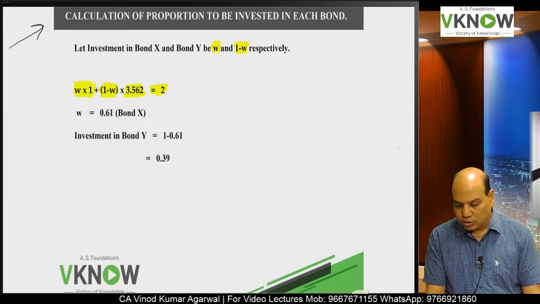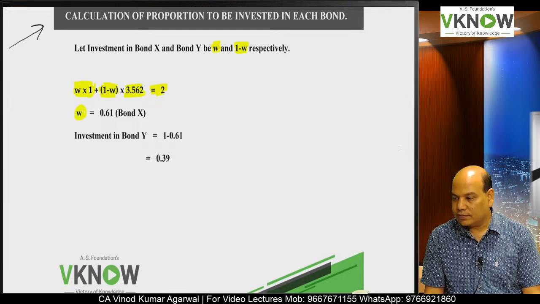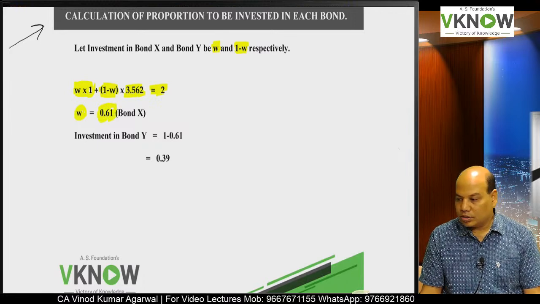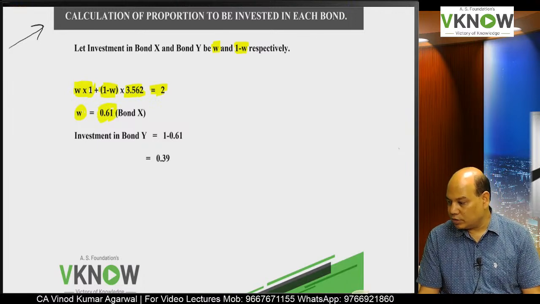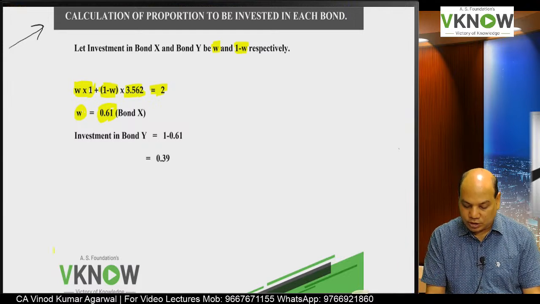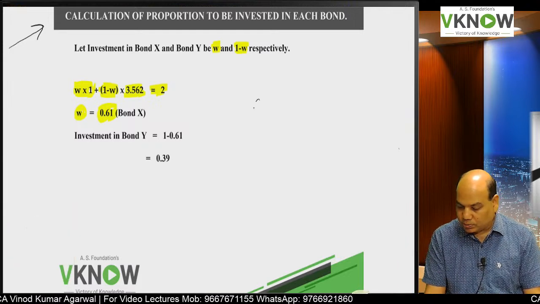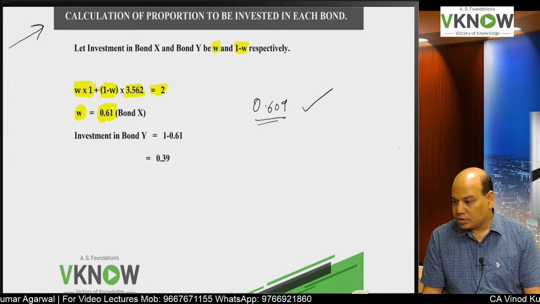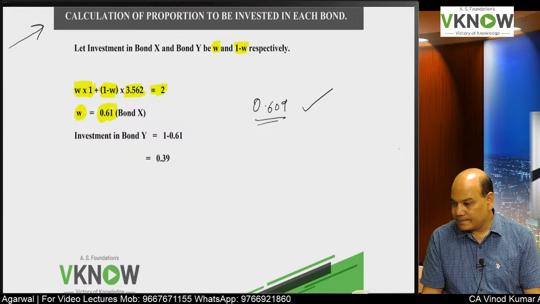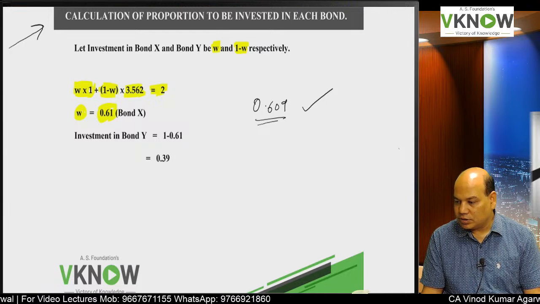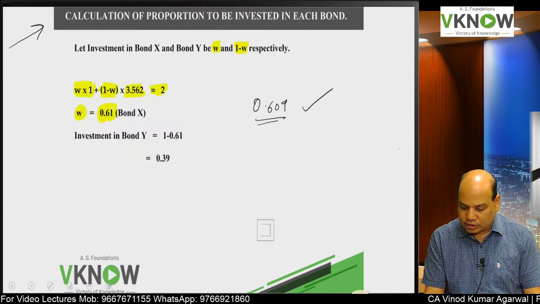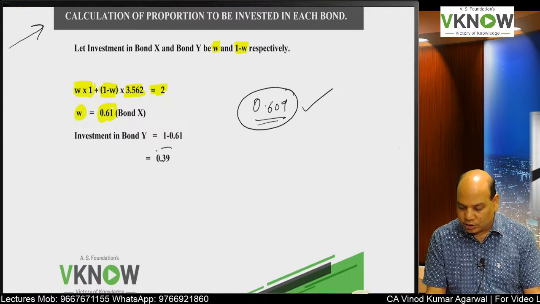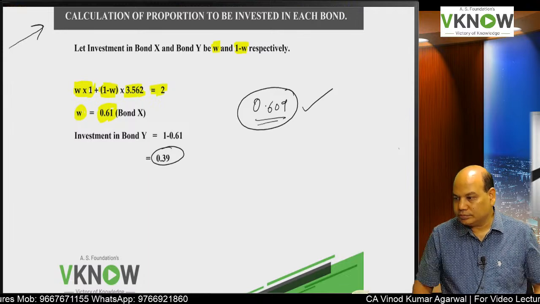Is W equal to 0.61? Very good. 0.609 is also right. One student got 0.609. This is right. An investment in bond Y will be 1 minus 0.61, that is 0.39. If you have written 0.609, accordingly change this.